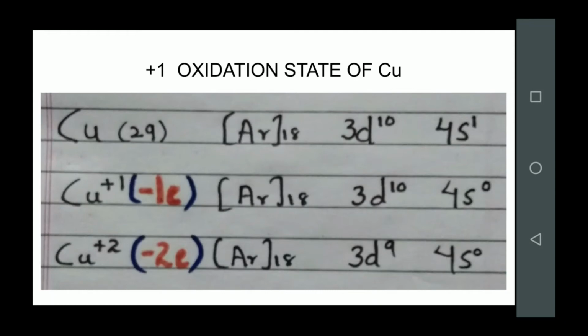So copper in +1 oxidation state, when it loses only a single electron, you will find what? Copper in +1 oxidation state by losing that electron which is present in the outer 4s orbital. Understood? So out of all the 10 elements of the 3d series, copper is the only element which will exhibit +1 oxidation state, which is the lowest oxidation state in the 3d series. Hope you have understood it.